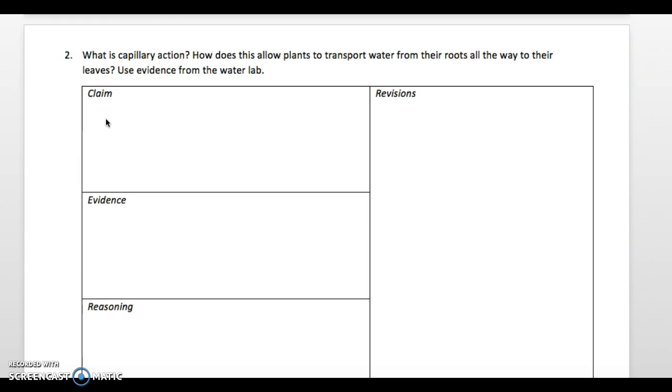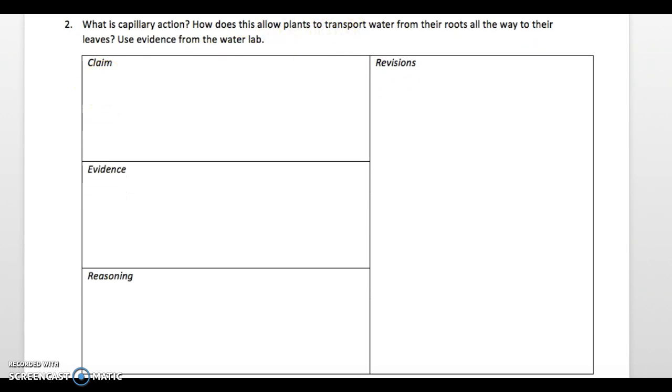And then number 2 is talking about capillary action, okay, and how plants use capillary action in order to get water from the ground and the roots up all the way to the tips of their leaves. And we want to use evidence from class in the water lab.